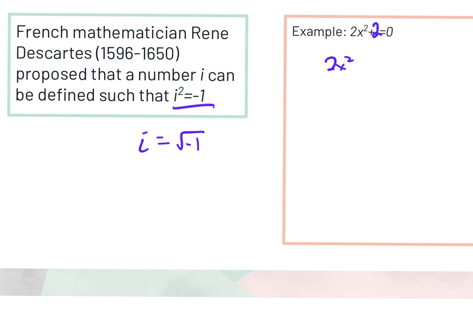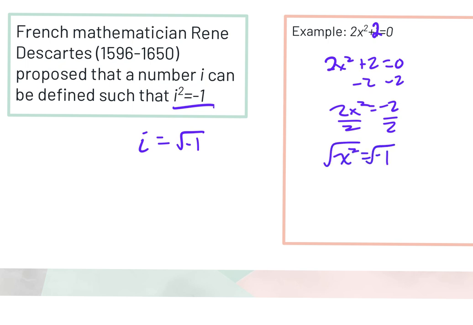So 2x squared plus 2 equals 0. So subtract. 2x squared equals negative 2. Divide by 2. x squared equals -1, square root, x is going to equal plus or minus i, or square root of -1, okay? Plus or minus square root of -1.